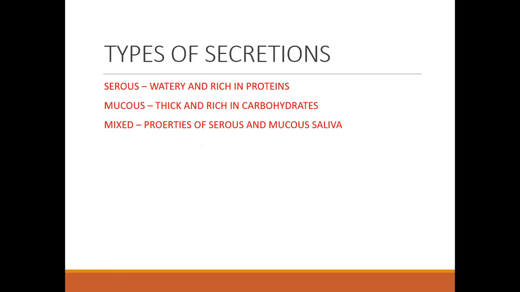Now, the saliva secreted by each gland will vary. Some glands secrete thin saliva rich in proteins. They are called serous saliva. Some secrete thick saliva rich in carbohydrates, and they are called mucous saliva. So serous saliva is thin, that is watery in nature, and rich in proteins. Mucous saliva is thick and rich in carbohydrates. Some of the salivary glands secrete both types. We call it a mixed secretion. So the salivary secretion by each gland varies. Ultimately, all the saliva mixes in the mouth and we call it whole saliva.